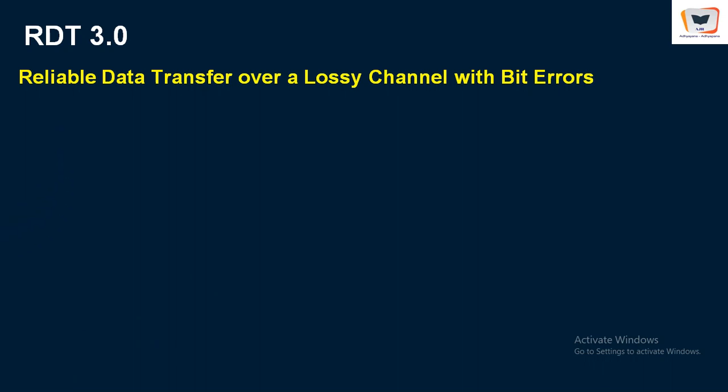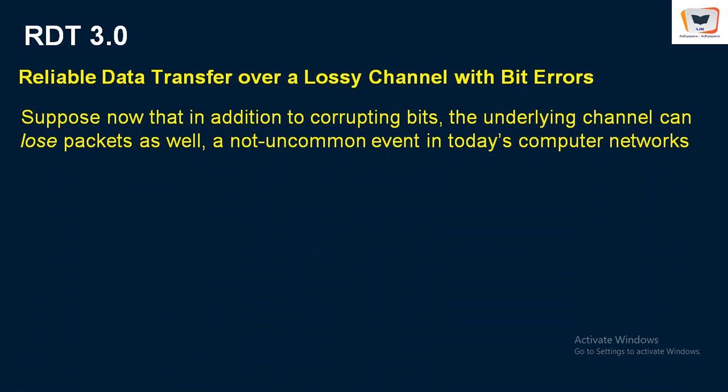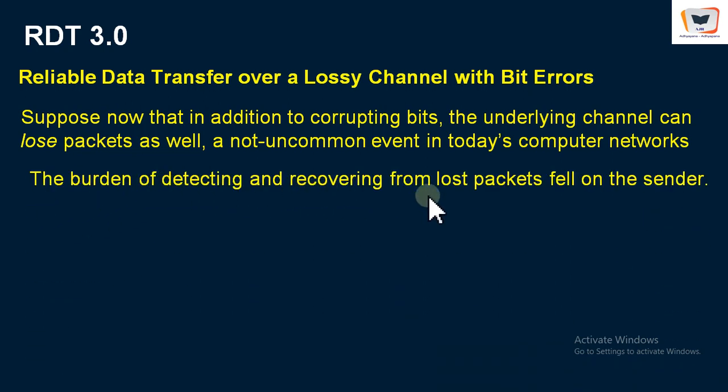As time went by, it was noticed that an acknowledgement could arrive very late, or a packet could be lost midway in its journey. This is called a lossy channel, along with bit errors. Suppose now that in addition to corrupting bits, the underlying channel can lose packets as well, a not uncommon event in today's computer networks. Packets will be lost, particularly when they wait in a queue before the output ports of a router. The burden of detecting and recovering from the lost packets fell on the sender.